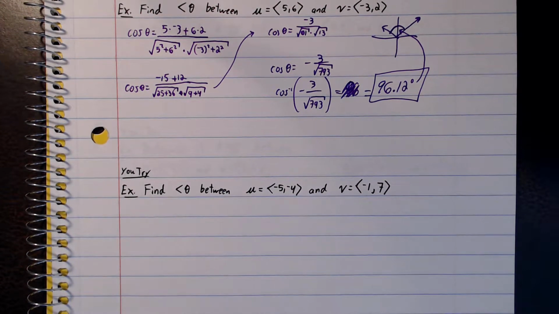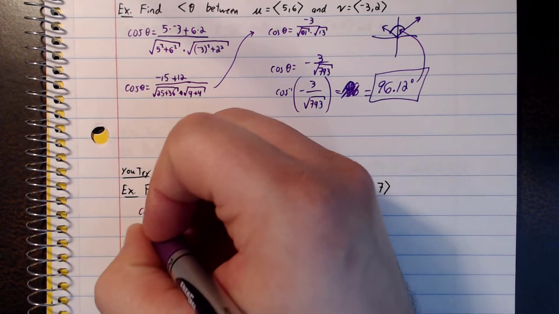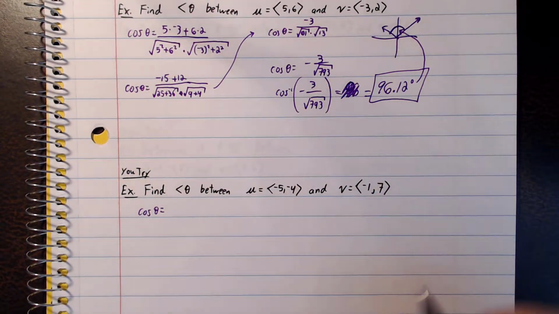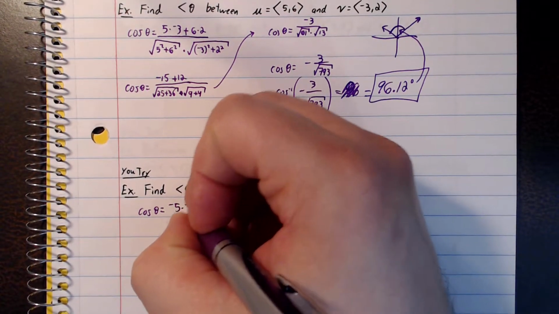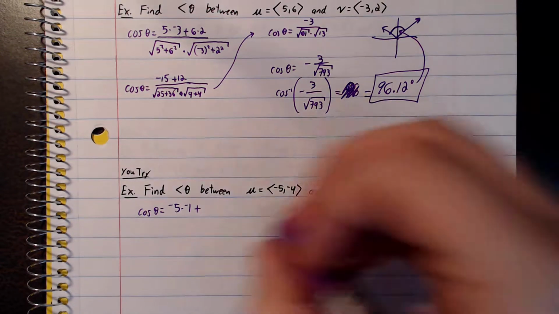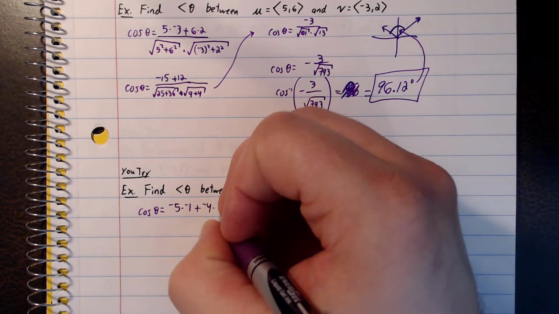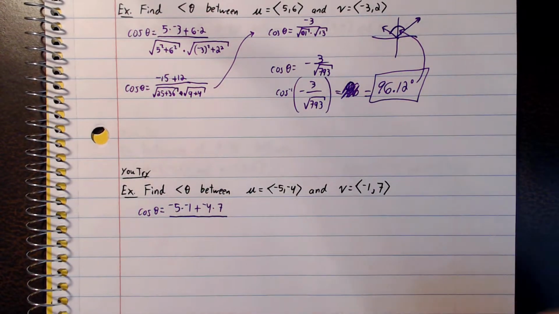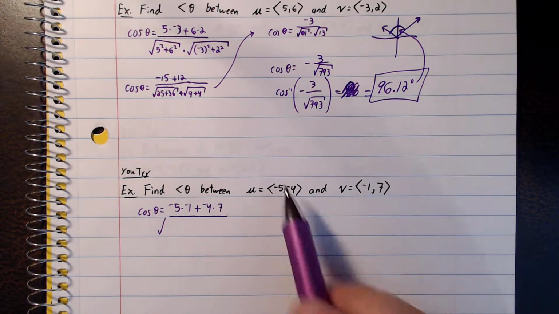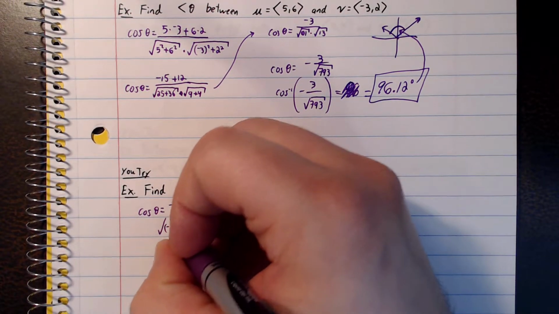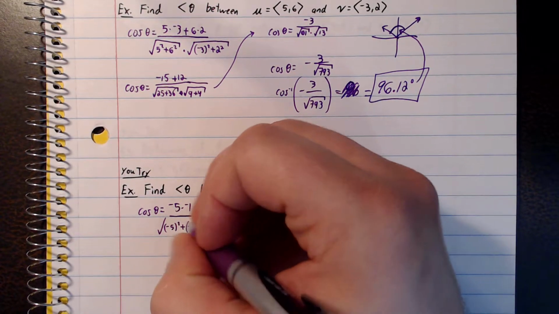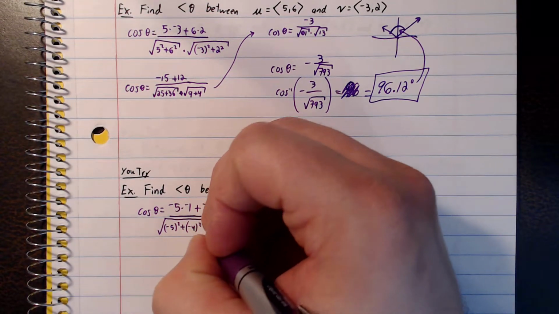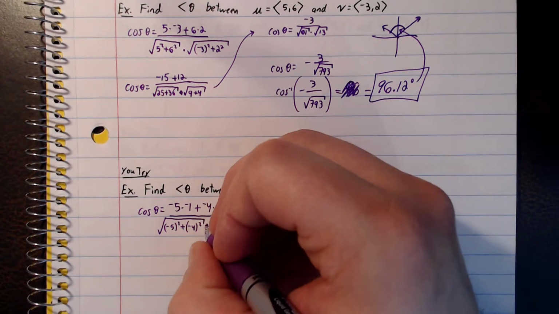All right, let's see. We're doing cosine theta equals the dot product, so negative 5 times negative 1 plus negative 4 times 7, divided by the magnitude. Oh, this is kind of a doozy, huh? Oops, that's not plus, that's times.